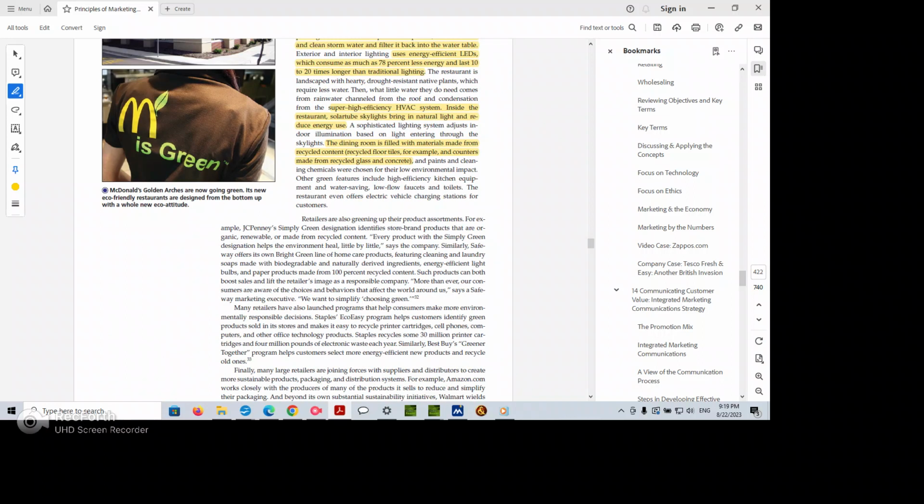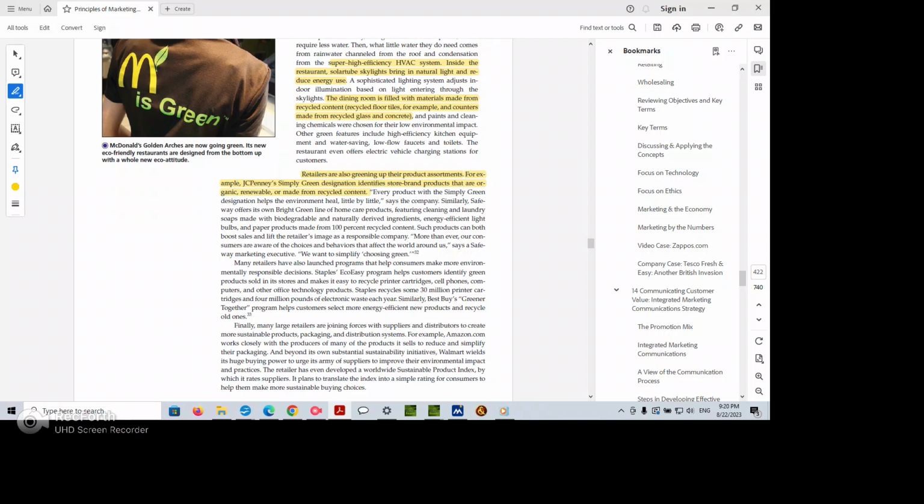So you can see that this is one way of greening up the place. Now, retailers also are greening up their product assortments. For example, JCPenney's Simply Green, a designation that identifies store brands of products that are organic, renewable, and made from recycled content. So this is kind of like their value proposition. Okay, we have this. And the reason that matters is because it appeals to a certain demographic that is green friendly.